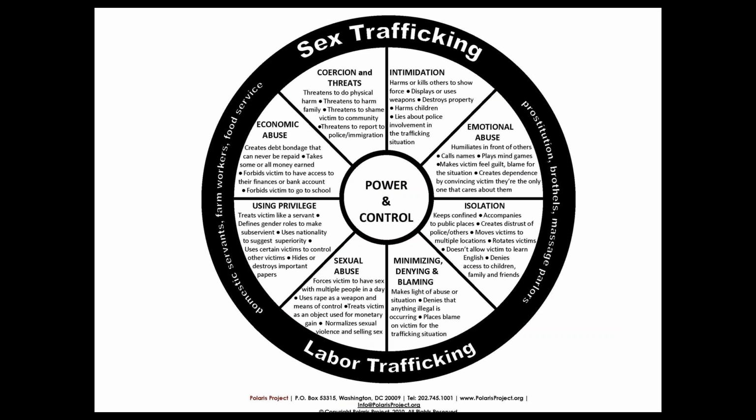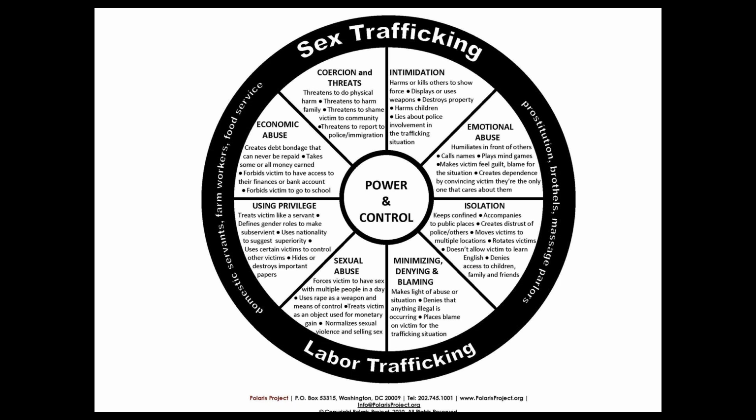This is a power and control wheel. Trafficking happens because force, fraud, and coercion, which essentially is power and control, is asserted upon the victims. This is a good way to illustrate the forms or incidents of power and control that controllers or traffickers have used in past cases. Again, it's not an exhaustive list, but it's a good list of ways to show how manipulation has happened in the past or in past cases.